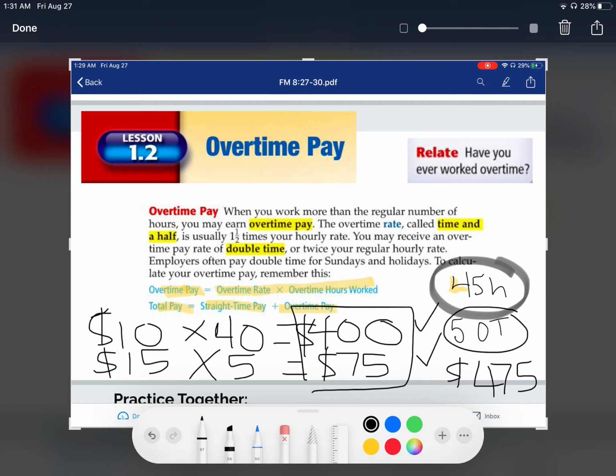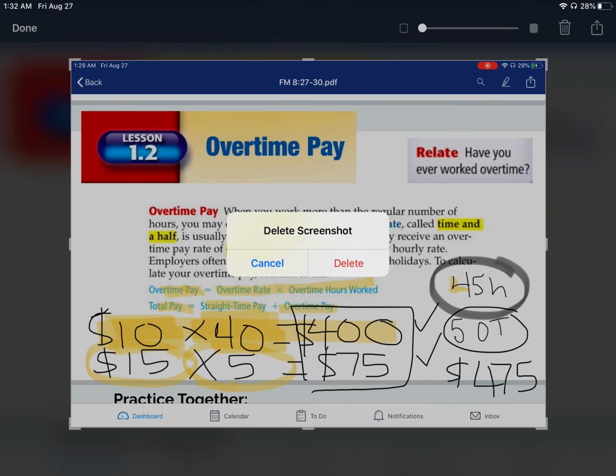I know I just did a whole lot on this one screen, but I just wanted to show you the difference between what we did last class and what we're doing today. Last class, we calculated the straight time pay. This is your straight time pay. It's your regular pay times your regular hours. Your overtime pay, which is what we're doing today, is your time and a half pay times your overtime hours. So just make sure you understand the difference between those.